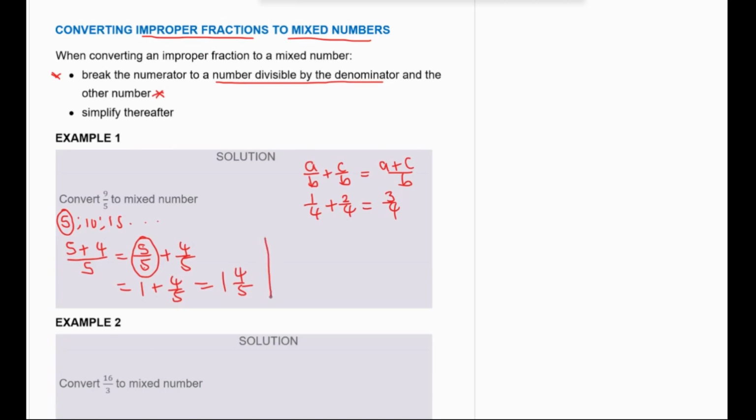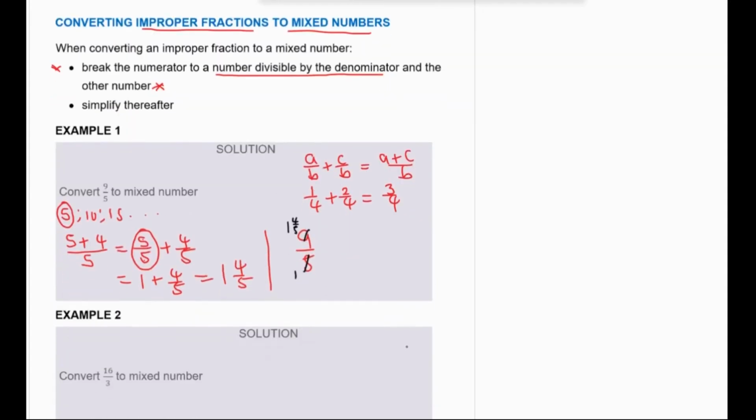The other thing that people do, the faster one: you just say 9 over 5, and then you say 5 into 9, 1, remainder 4. And then the remainder becomes the numerator, and then 4 over 5 like that. That's another way of doing it. Let's go to the second example.